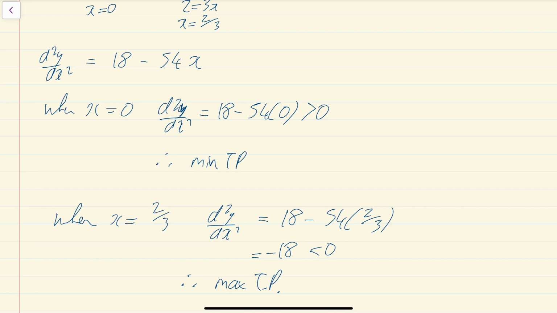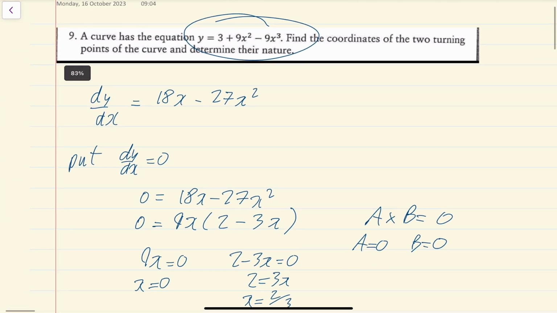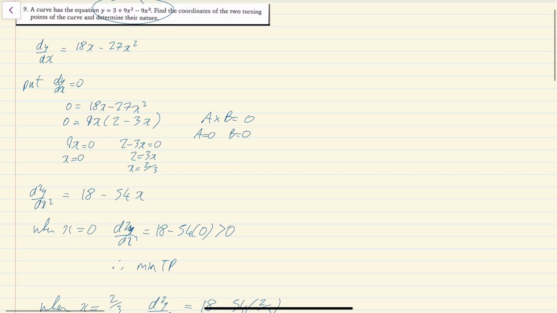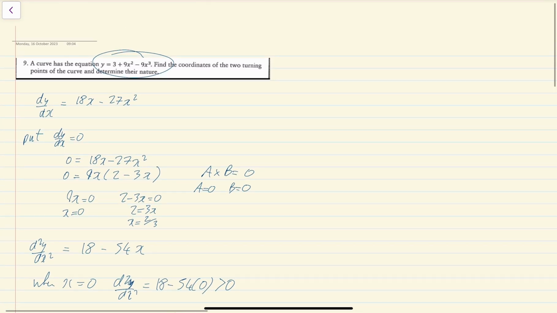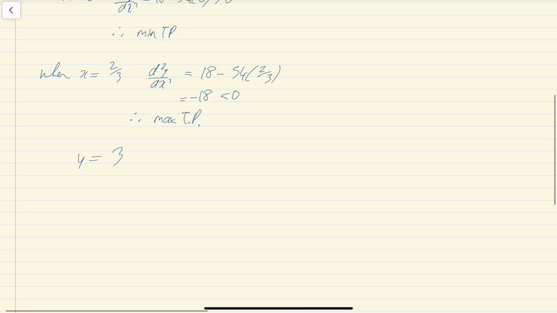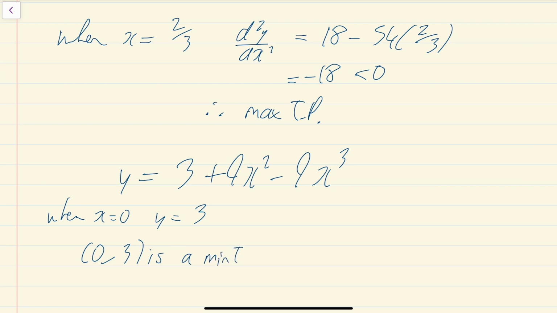Okay, read the question. It asks you for the coordinates. So you've got to find the coordinates. So let me just write that down. y equals 3 plus 9x squared minus 9x cubed. So we'll just say when x equals 0, y equals, well, that's going to be a nice easy one, 3. So that means 0, 3, it was a minimum turning point.